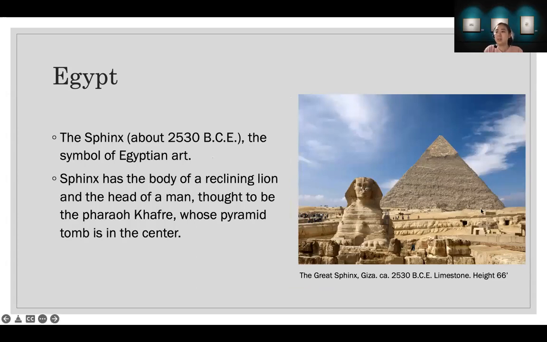So this is a Sphinx. Now, it's the symbol of Egyptian art. It is the essence of stability, order, and endurance. It faces the rising sun, seeming to cast its immovable gaze down the centuries for all eternity. The Sphinx has the body of a reclining lion and the head of a man, thought to be the pharaoh Khafre, whose pyramid tomb is the center.